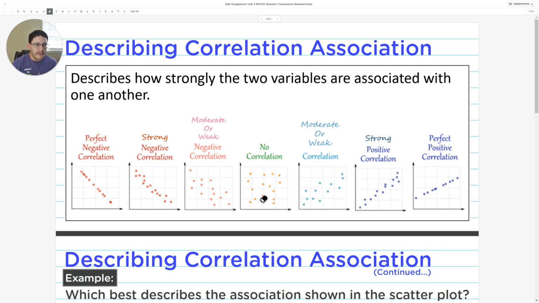Moderate or weak negative correlation just means that the graph is more spread out in terms of its dots. No correlation means the dots are just all random. Can't really tell the orientation of the dots and where they're going, either up or down.